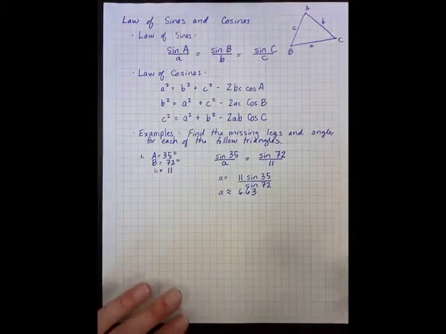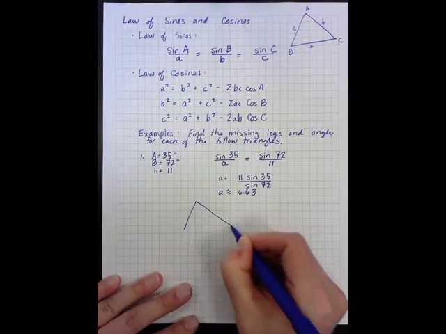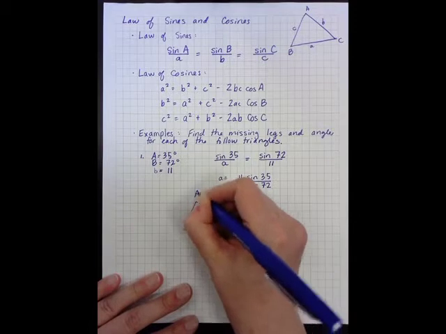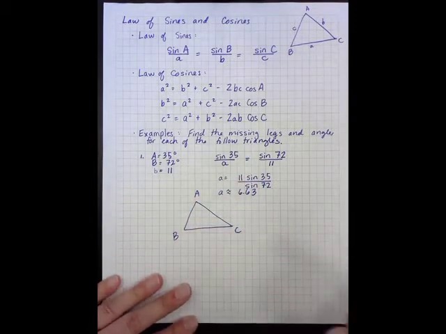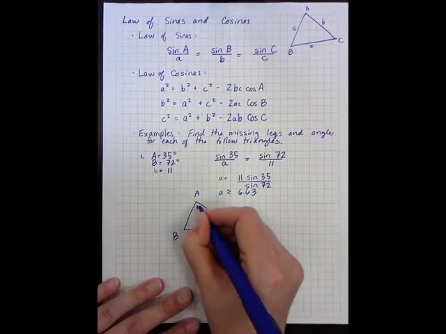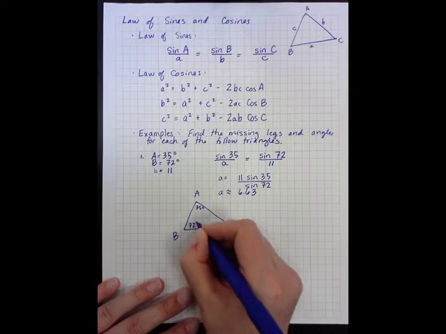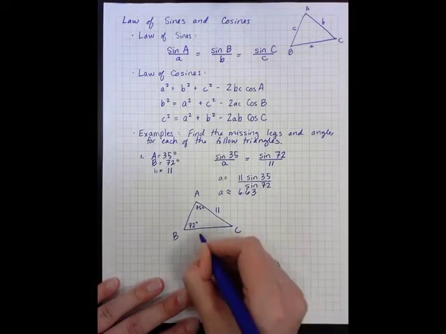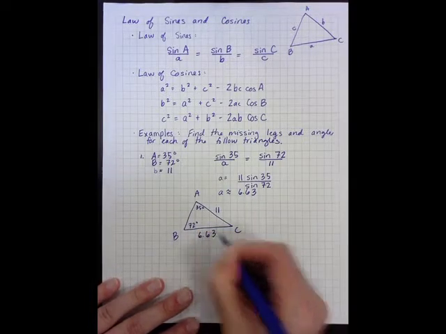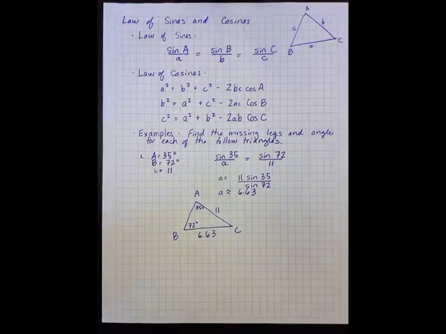Now I'm going to do a little sketch of my triangle, because I always find it helpful to have that, which you may have wanted to start with originally. So I have 35 degrees here, 72 degrees here, 11 here, and A is 6.63. And clearly not drawn to scale. Scale is less important at this point, because I really just want to finish getting all the sides and angles.